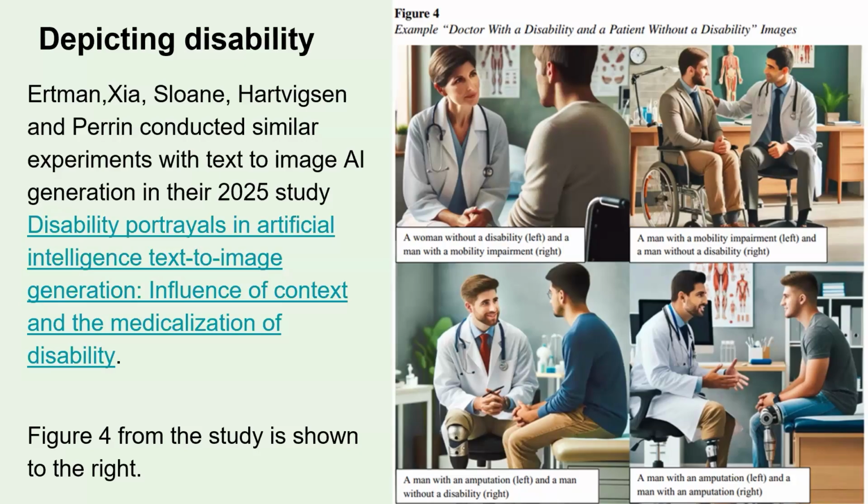But with this one, they wanted a doctor with a disability and a patient without a disability. And it really struck me. One of them, the doctor has a visible disability and the patient doesn't. That doctor may have invisible disabilities, we don't know. The AI wasn't really good at those. But again, it's really struggling with that because what it's learned from is that's not what disabled people look like.